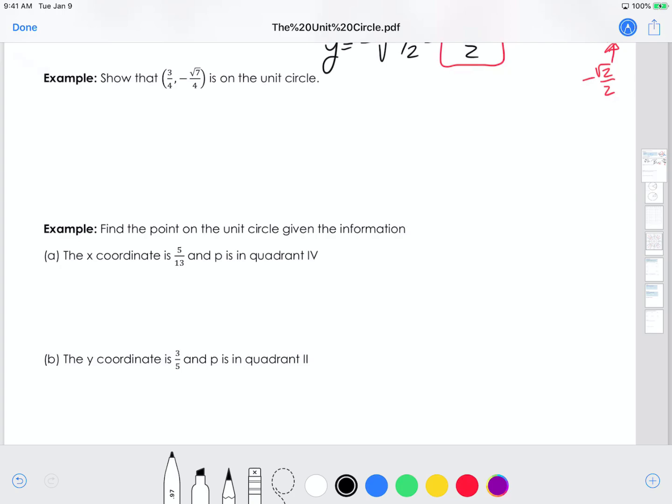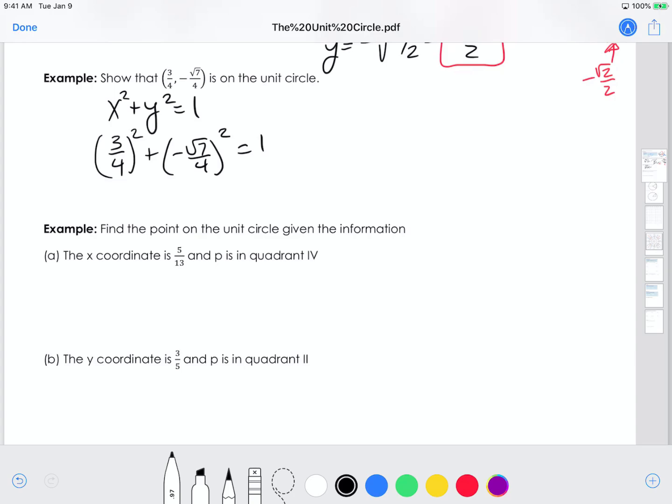In example 2, it says show that the point 3/4 and negative square root of 7 over 4 is on the unit circle. If that is on the unit circle, then it's going to satisfy the equation x squared plus y squared is equal to 1. If it is not on the unit circle, then we're going to get a false statement and it's not going to satisfy that equation. So I'm going to put in 3/4 for x and negative square root of 7 over 4 for y and see if I get out 1.